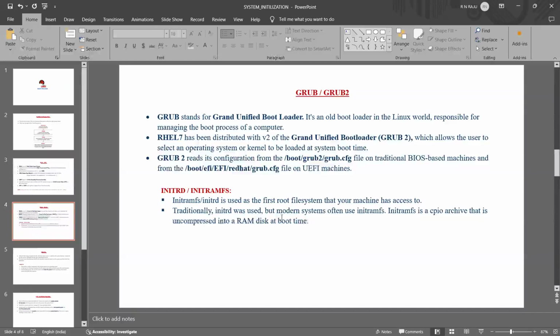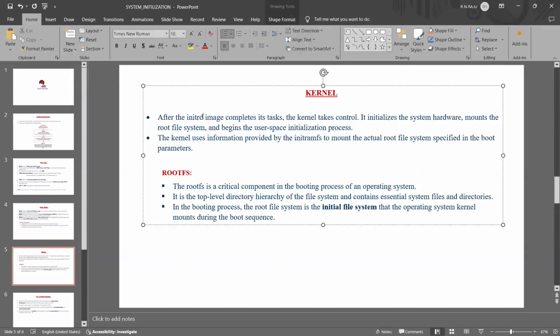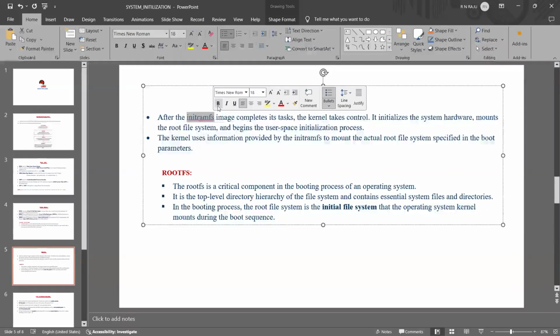Once GRUB has loaded, it will call the kernel process next. Calling the kernel process is the third stage. This is called the kernel. So after the initrd image, that means the initialization RAM disk, that is not initrd, it is initramfs, because the latest operating system uses initramfs.